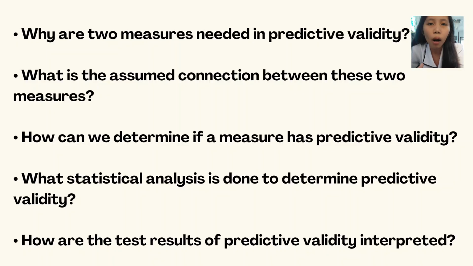And the next one, how are the test results of predictive validity interpreted? So here is the answer. Ang statistically significant na positive correlation coefficient o yung r ay yun yung nangangahulugang effective at accurate yung test sa pag-predict ng hinaharap na performance.